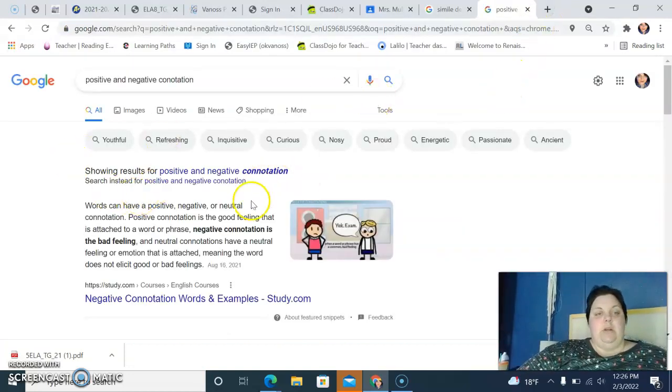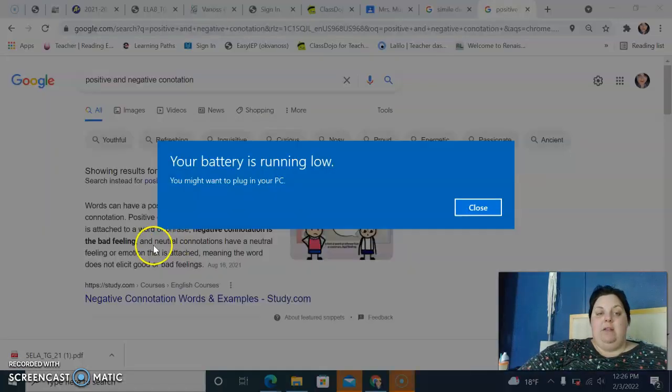So, yes, you can look it up. Words can have a positive, negative, or neutral connotation. Positive connotation is the good feeling that is attached to a word or phrase. Negative connotation is the bad feeling.